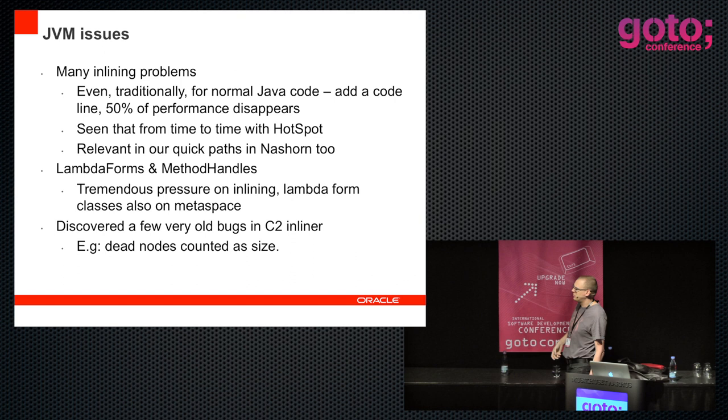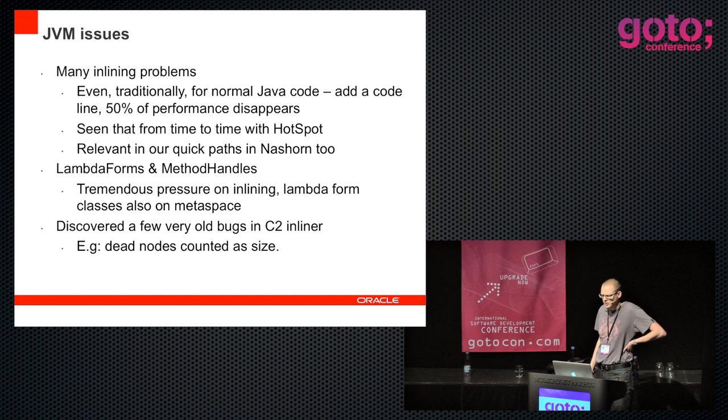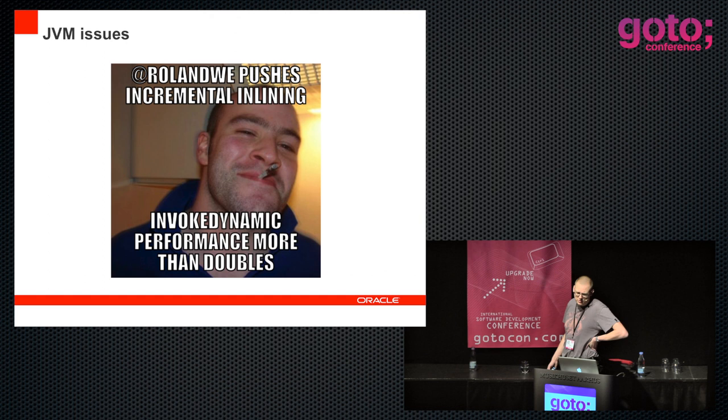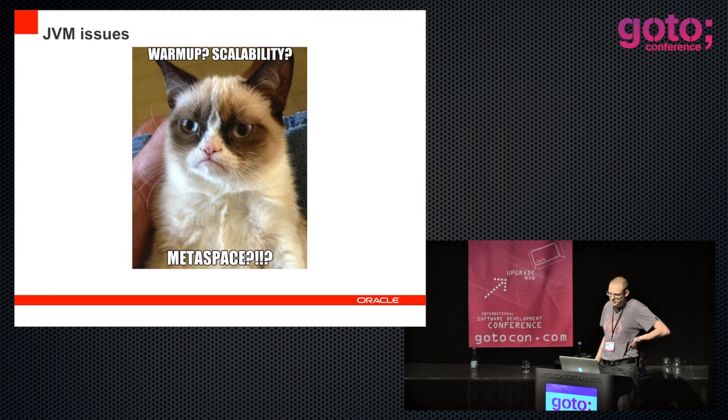And we also discovered a few very old bugs in the C2 inliner, for example, that dead nodes counted as size. That had been there for 10 years and no one had known about it. So Roland and the compiler team pushed incremental inlining last Christmas, and that doubled pretty much all invokedynamic performance immediately. So that was quite a heroic little feat. Of course, there's some other things left, like warm-up and scalability and metaspace, which replaced permgen.